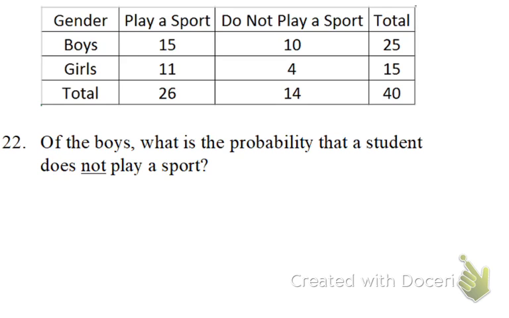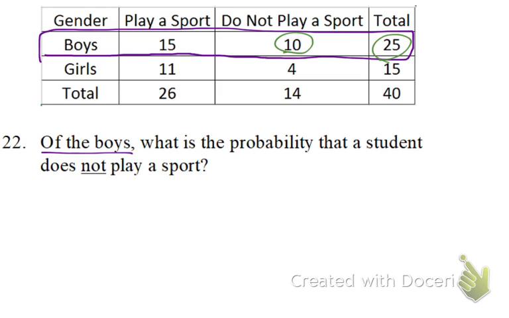Of the boys. Okay, so that is a condition that must be met. And so we are just focused on the boys for this probability. What's the probability that a student does not play a sport? So that would be 10 out of 25, which simplifies to 2 out of 5 if you divide them both by 5.